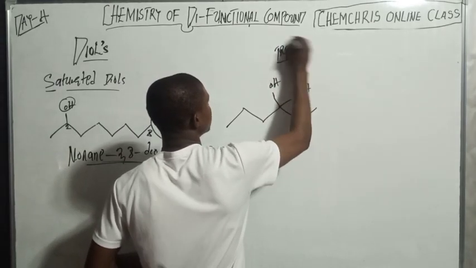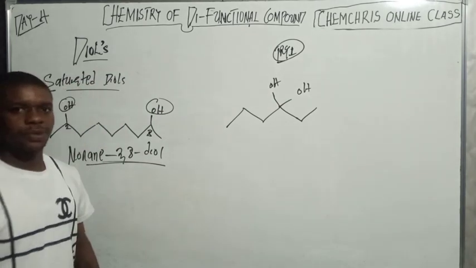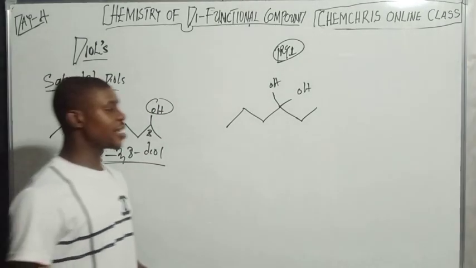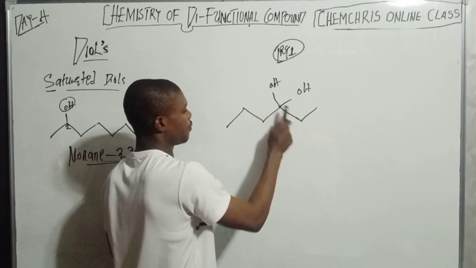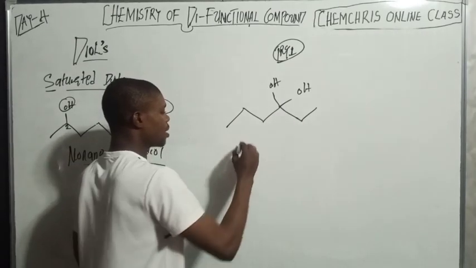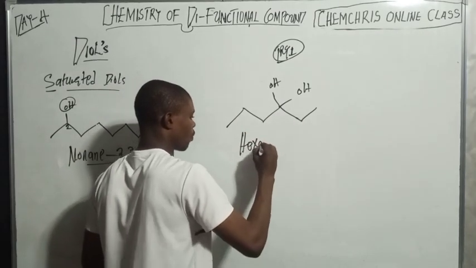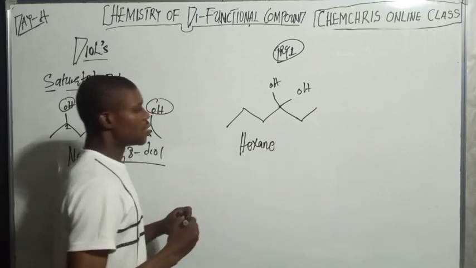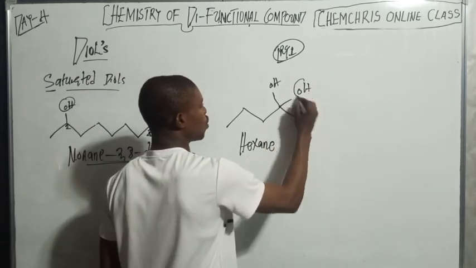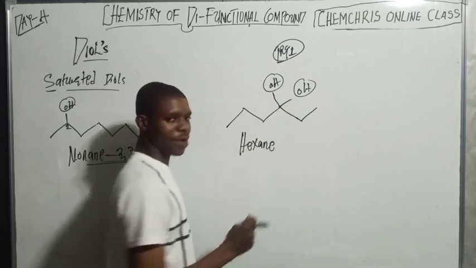Try one. So what is it? If you check it very well, here we have 1, 2, 3, 4, 5, 6. So it's going to be hexane. Now the two OH, remember the two OH, they're on the same carbon atom, right?